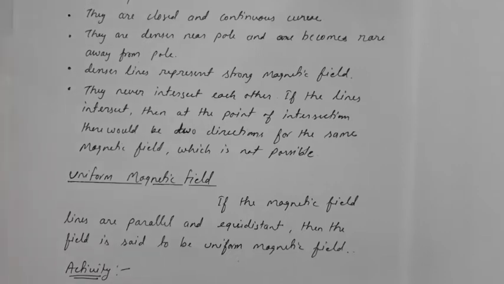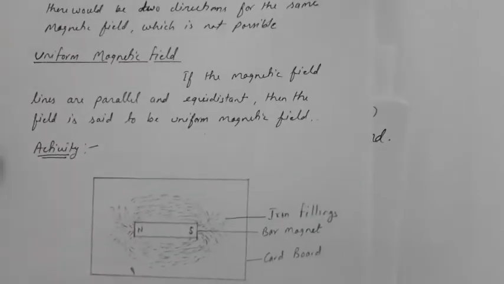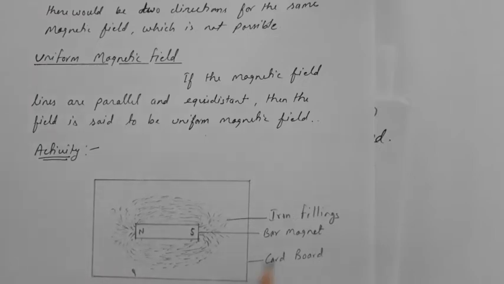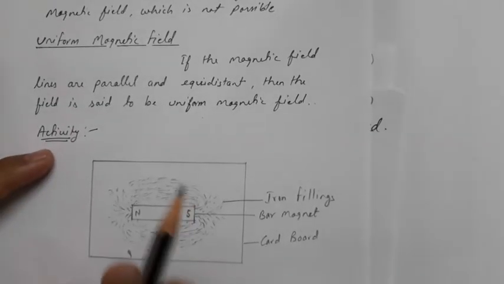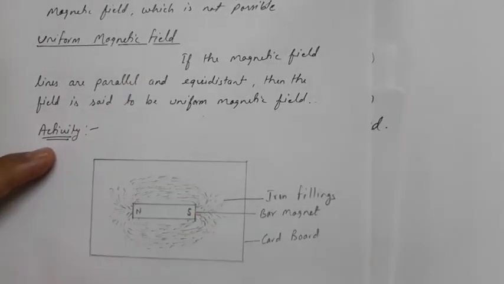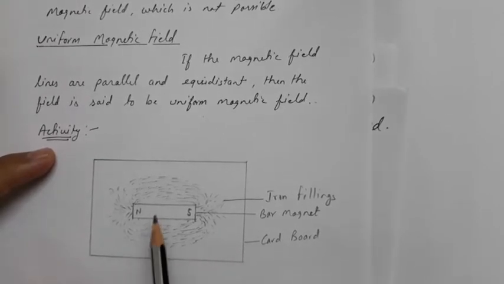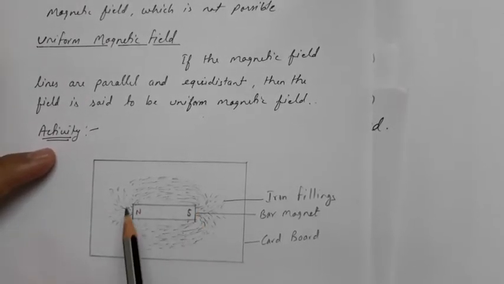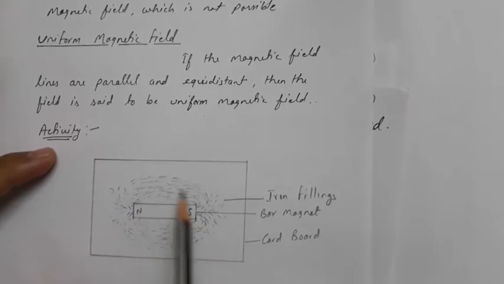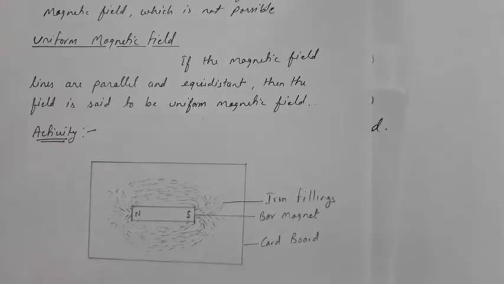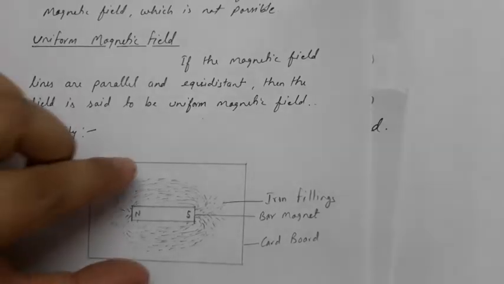So there is one activity given in your book in which a bar magnet is placed over a cardboard, and some iron filings are spread over it, and when we tap the cardboard, the iron filings will automatically organize themselves in a regular pattern, and this pattern will show us the direction of the magnetic field or the pattern of the magnetic field around a bar magnet. On the basis of this we have drawn this diagram.